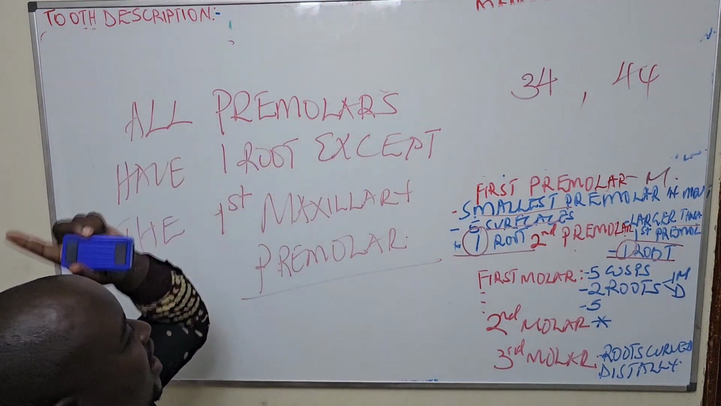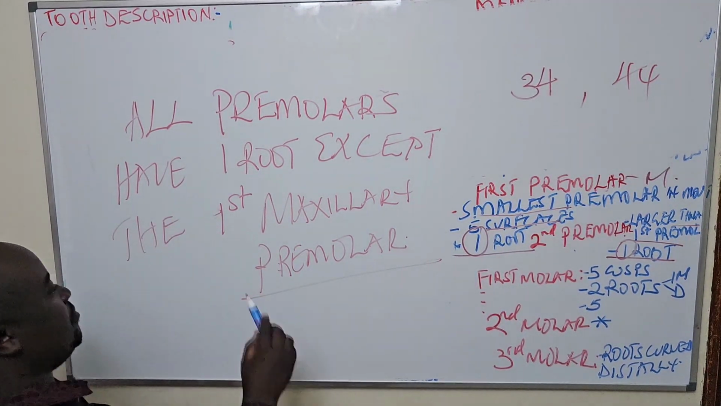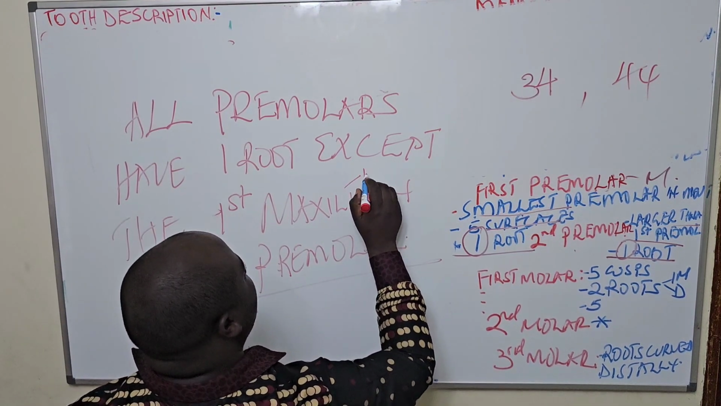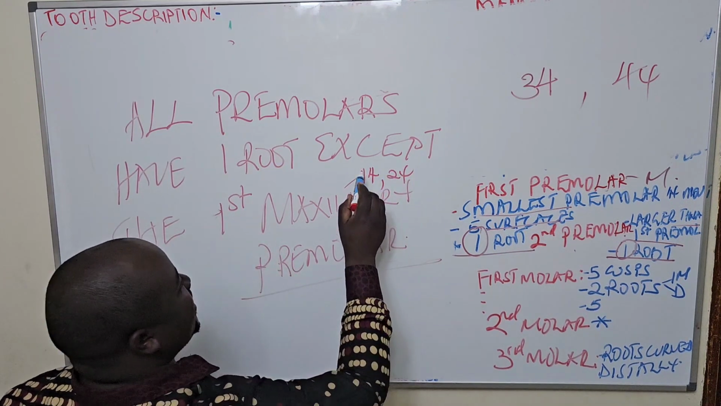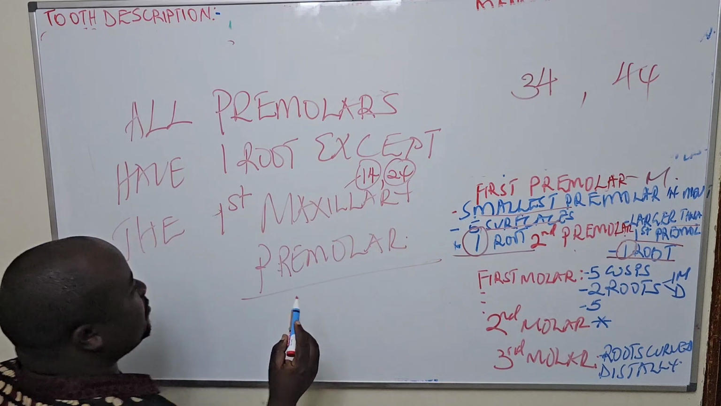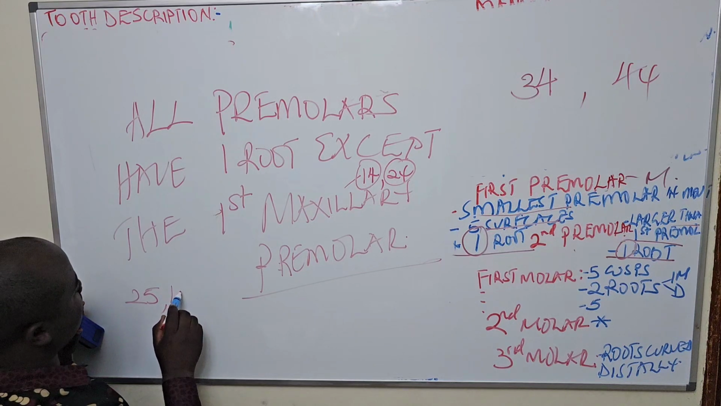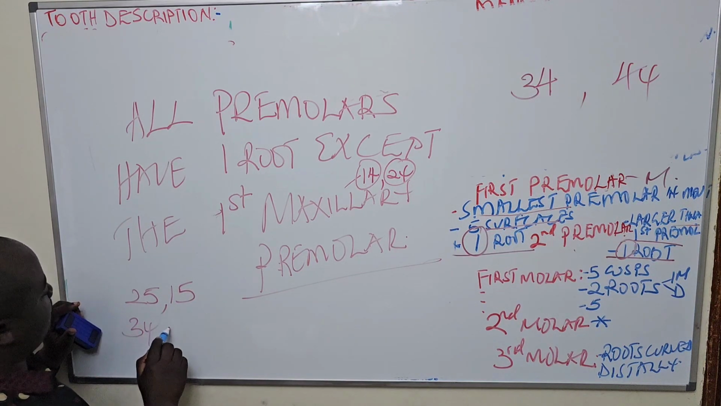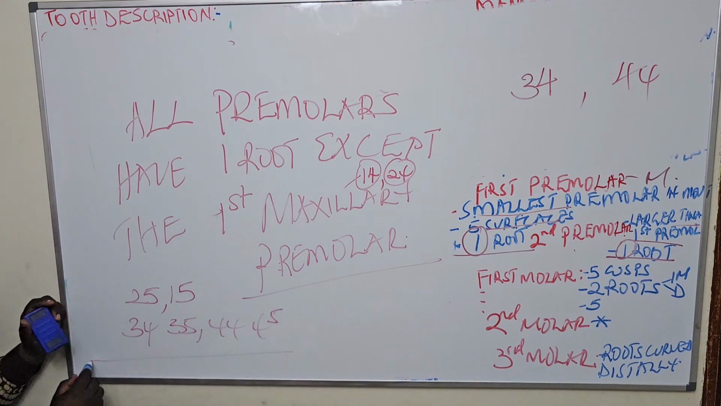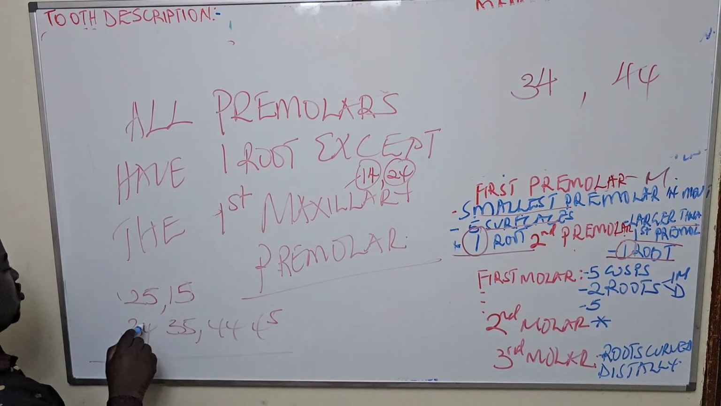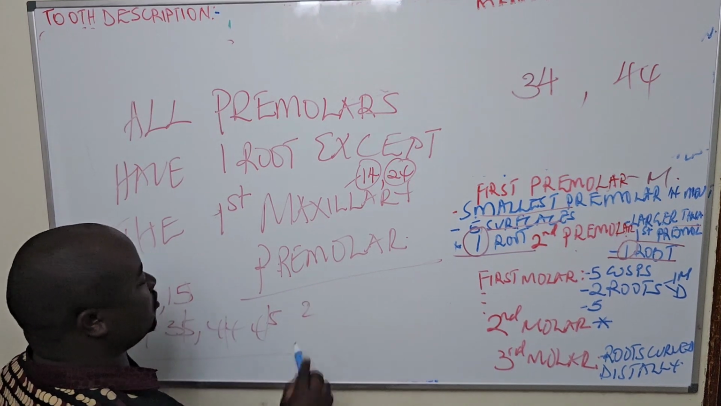All premolars have 1 root, except the first maxillary premolar, meaning except a 1, 4 and 2, 4. These are the ones with the 2 roots. But a 2, 5, a 1, 5, a 3, 4, a 3, 5, a 4, 4, and a 4, 5, all these ones have 1 root each. Of course, cusps are 2.